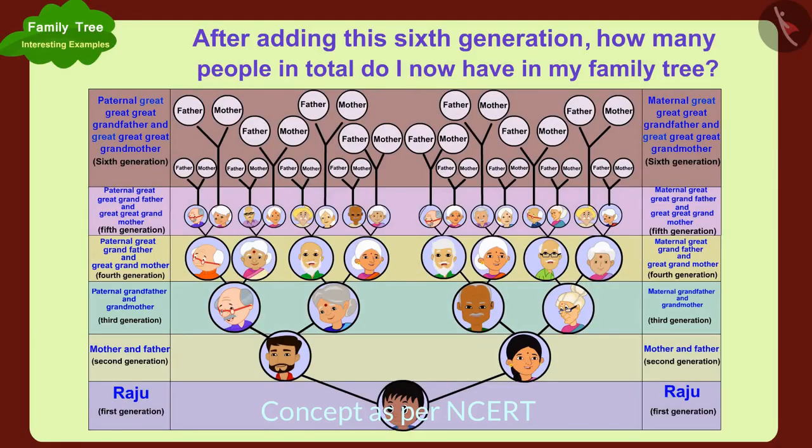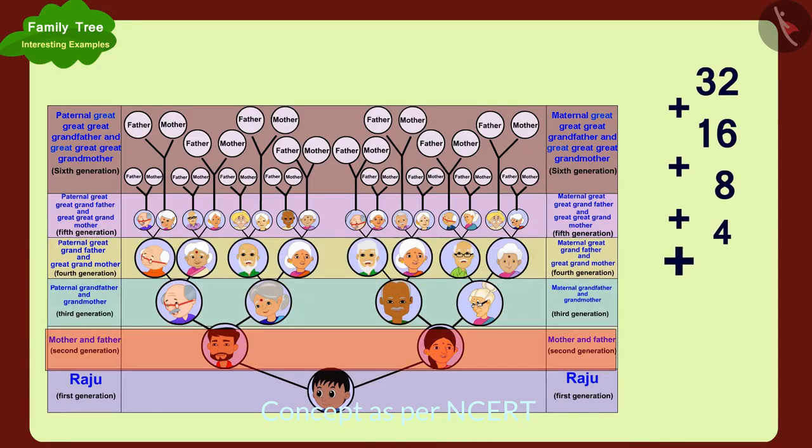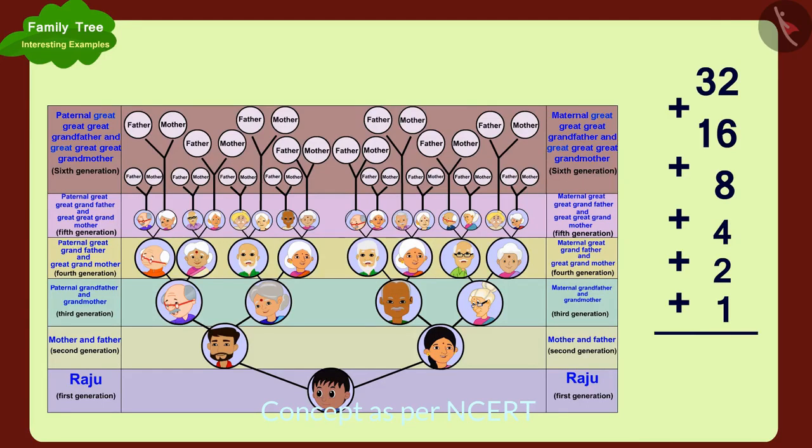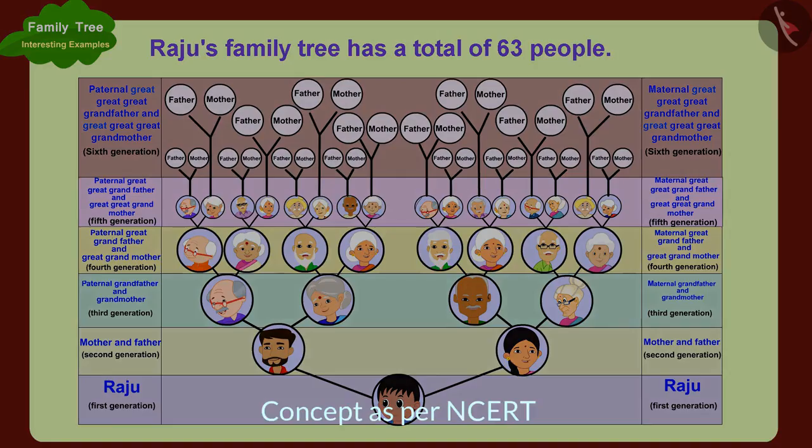Children, can you find a solution to Raju's question too? If you want, you can stop the video and find the answer. First, we will write down the number of people present in every generation. Then, to find out the total number of people in Raju's family tree, we only have to add the number of people from all these generations. In this way, Raju's family tree has a total of 63 people.